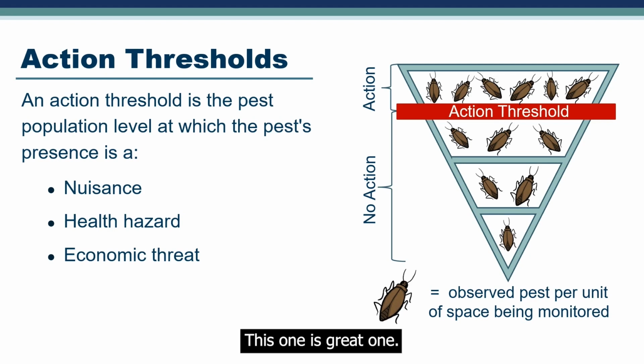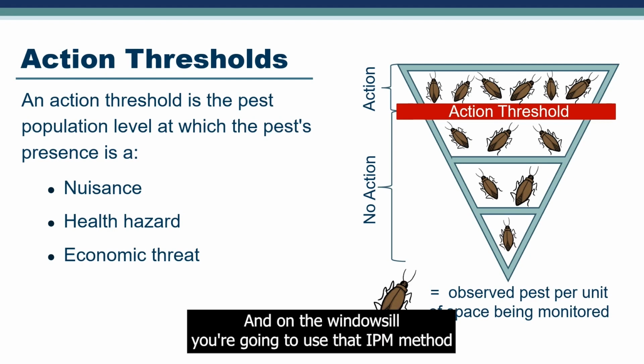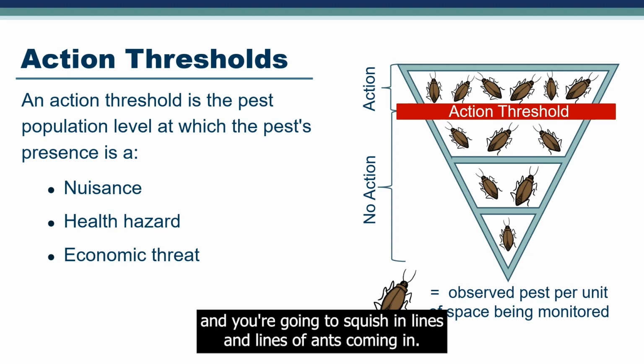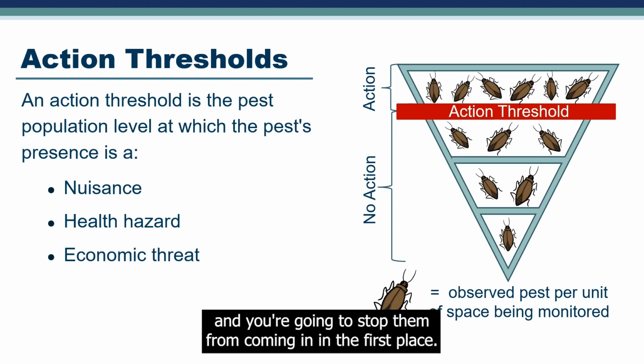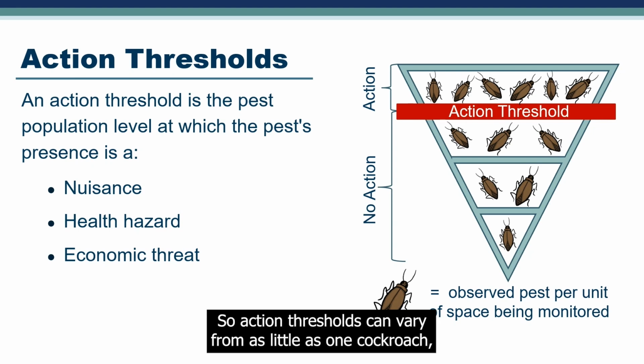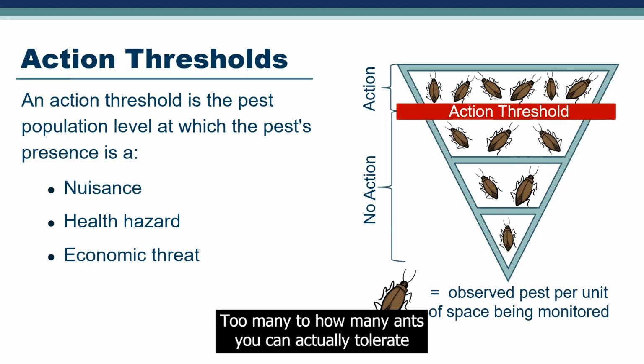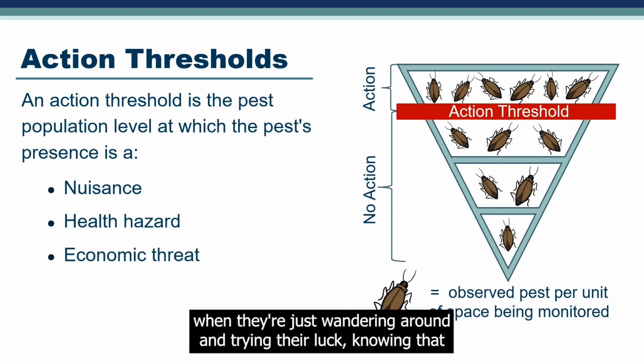Action thresholds. This one is great. One ant on the windowsill, you're going to use that IPM method and you're going to squish it. Lines and lines of ants coming in, you're going to use many IPM methods and you're going to stop them from coming in the first place. So action thresholds can vary from as little as 1 cockroach, which is always 1 cockroach too many, to how many ants you can actually tolerate when they're just wandering around and trying their luck.